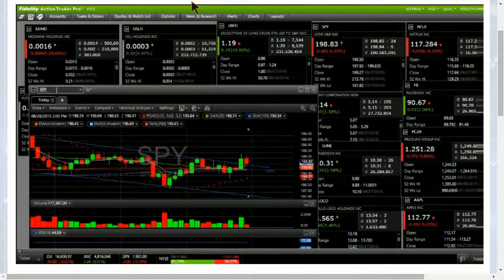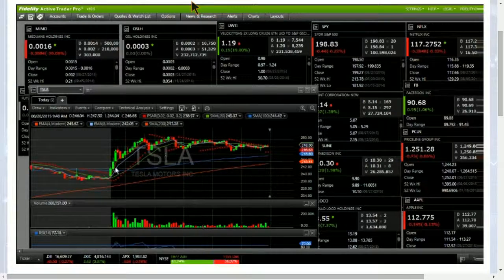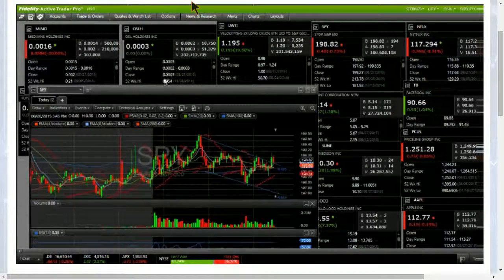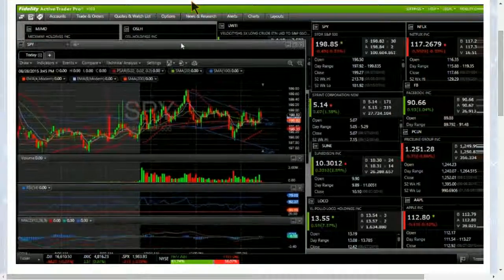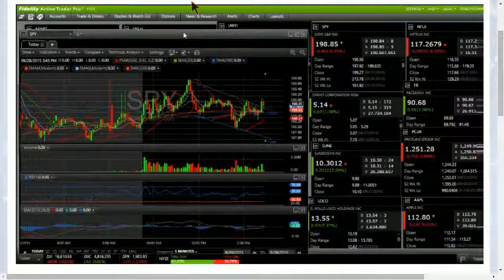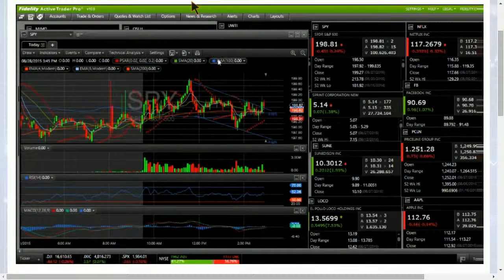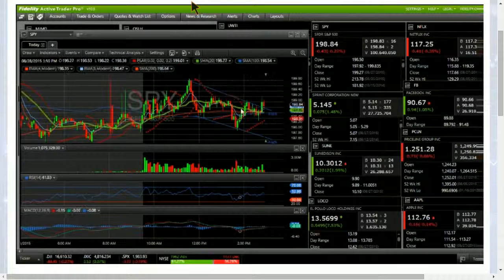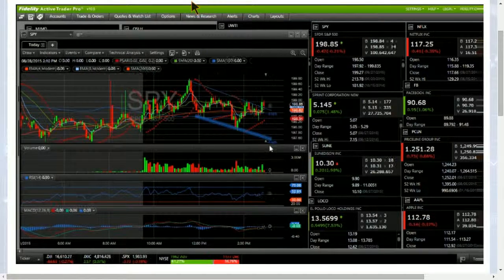For Tesla, yes, the 100 and 200 period moving average support on the 5-minute chart has been below it pretty much all day. So here's SPY pulling back. We're going to watch volume. It's going to be a decrease in volume, which is a good sign for the bulls.